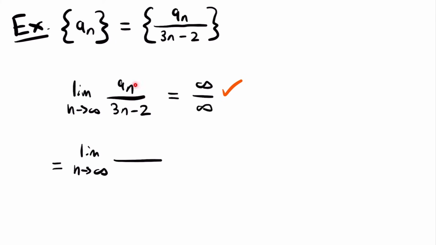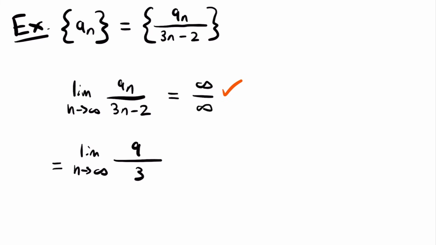And so the derivative of a variable to the first power, like we have right here, n, is just going to be equal to its coefficient. So the derivative will be 9. And in the denominator, we have the same thing happening. We have 3 times n to the first power. So the derivative of that will be 3, and the derivative of -2, which is a constant, will be 0. So we have 9 divided by 3.